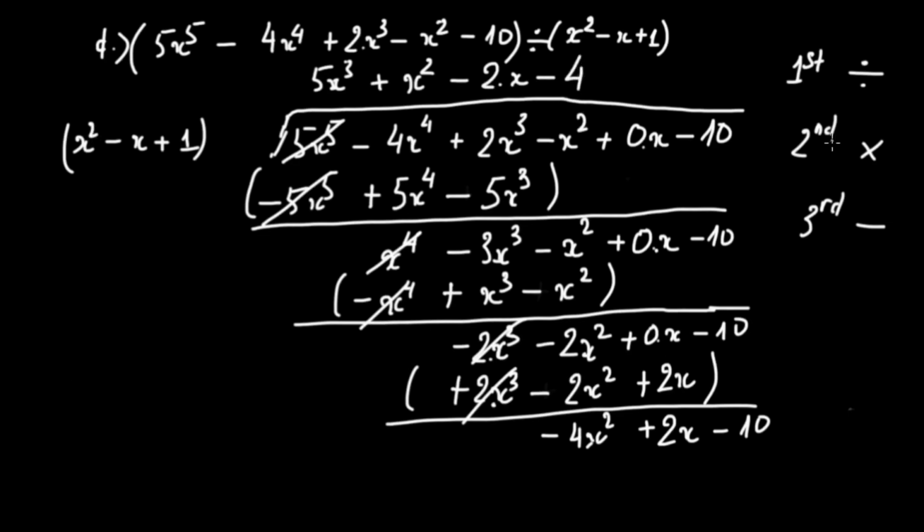And then the next step is multiplication. You take minus 4 times back to the divisor here. Minus 4 times x squared, you have minus 4x squared right here. Minus 4 times negative x, you have positive 4x. Minus 4 times 1, you have minus 4.